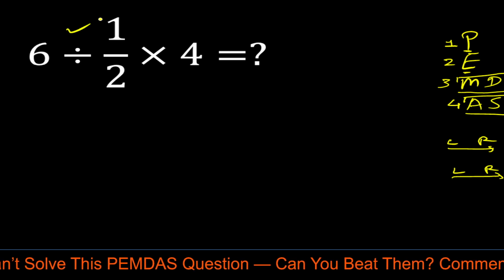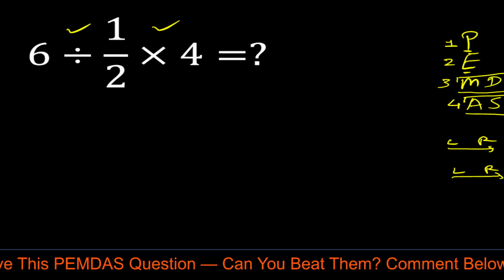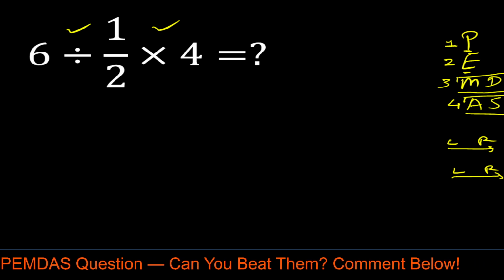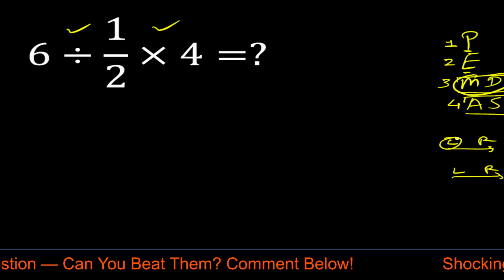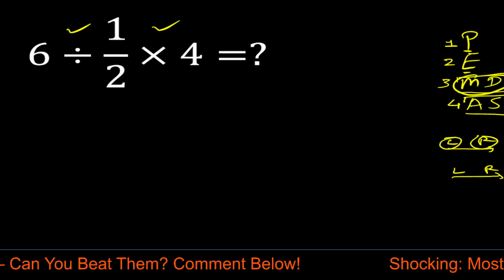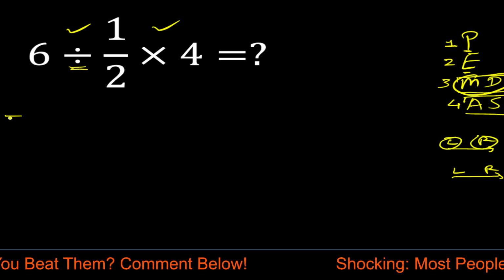So in this question, here we have division and here multiplication. So multiplication and division both have equal priority, so we have to solve it from left to right. So first we have to solve this division, right?